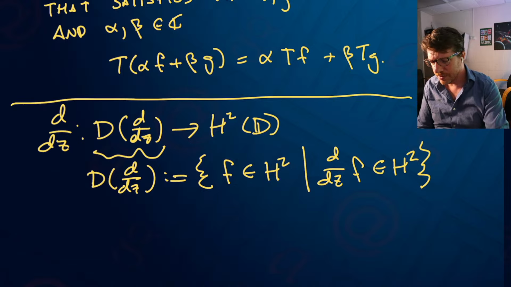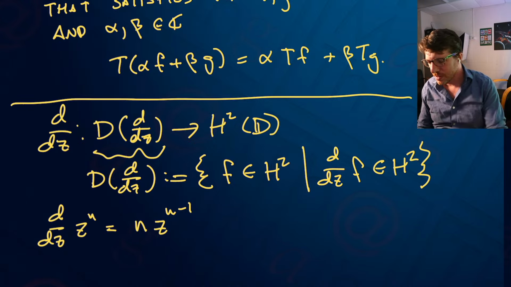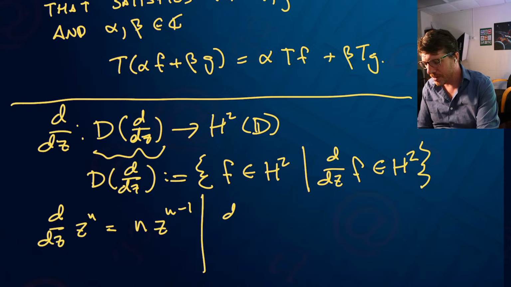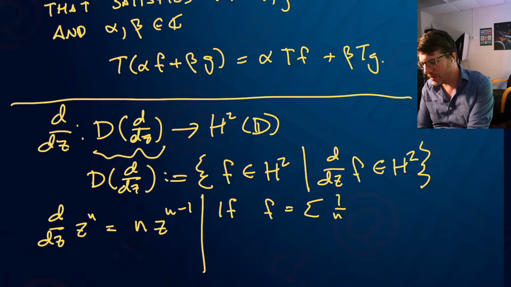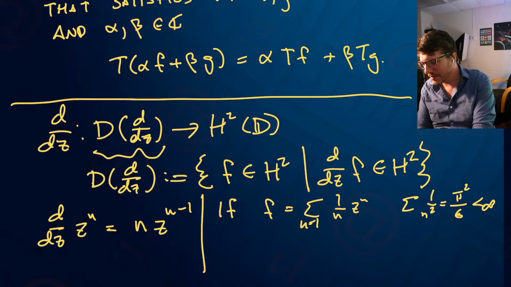And so, for instance, d/dz, I could put it on z to the n, and that would give me n times z to the n minus 1. I mean, this is just a derivative operation. We know what this is. But if I apply it to another function, if f is, say, the sum of 1 over n times z to the n, then I know that the sum of 1 over n squared is equal to pi squared over 6, which is finite, n equals 1 to infinity.